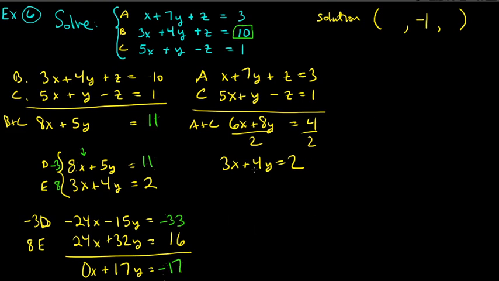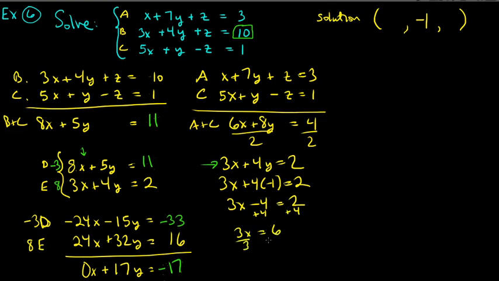All right. Now what? Well, if y is negative 1, now we can find x through this equation. Just replace y with negative 1. So you get 3x minus 4 equals 2. Add the 4 to both sides. You get 3x equals 6. Divide by 3. X is 2. So, yep, x is 2.